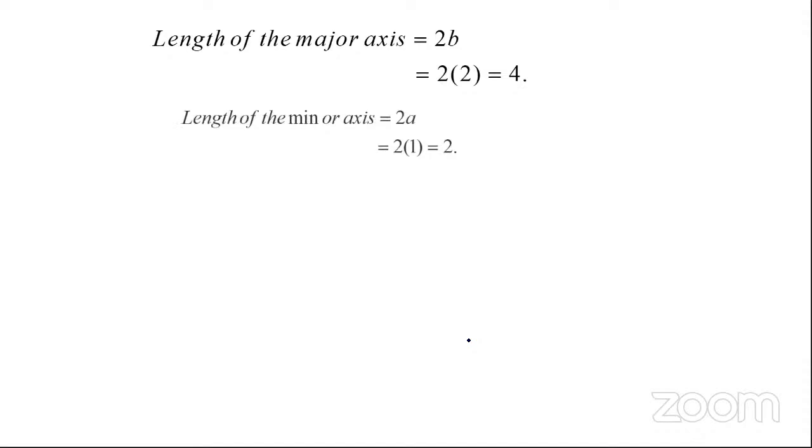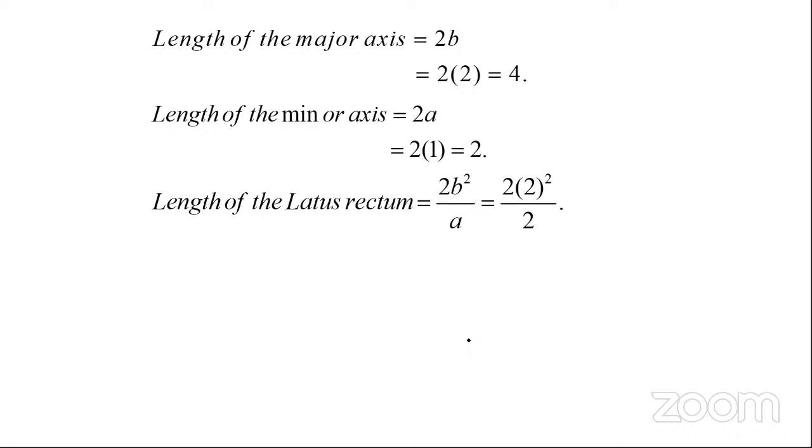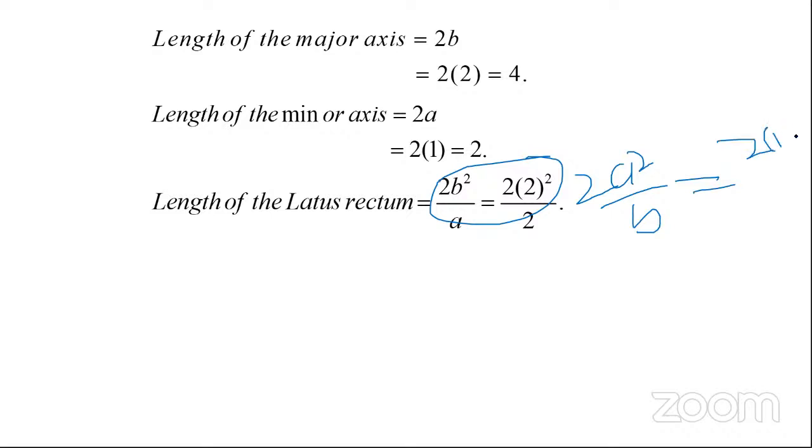Next, the length of the major axis is 2b, that is 2 of 2, which is 4, and the length of the minor axis is 2a, that is 2 of 1, which is 2. The length of the latus rectum is 2a square by b. Here there was a mistake, this value is 2a square by b, because b is greater than a. Just 2 of 1 by b value 2, that value is 1.